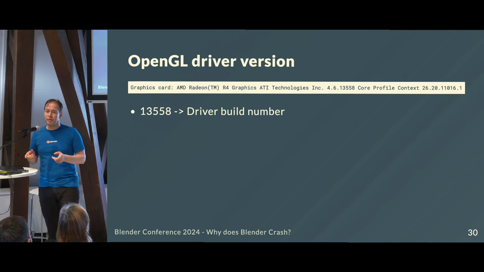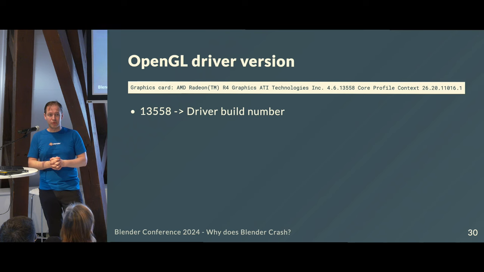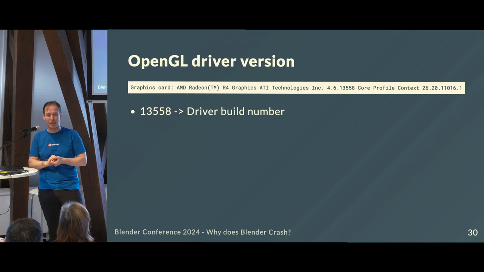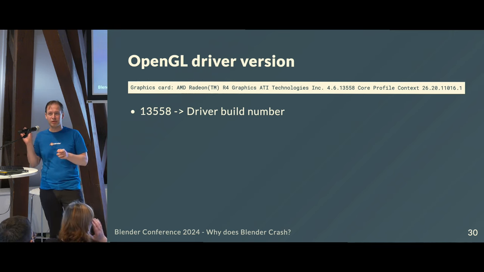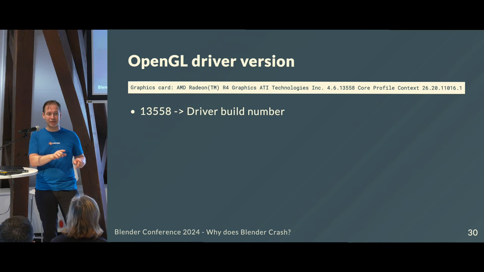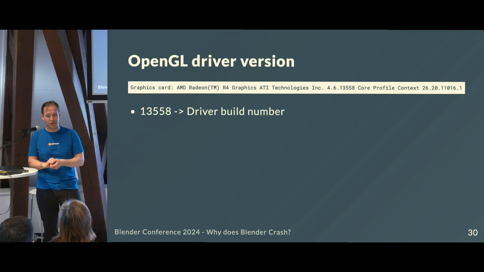It's really important for solving those hardware bugs to have the right information in the bug reports. Like, yeah, my GPU supports OpenGL 4.6. Yes, but I want to know that number besides that, because that's actually the internal driver version number that I can provide to the GPU vendors, to say this specific version, we have some issues with it. We need to find out what it is.